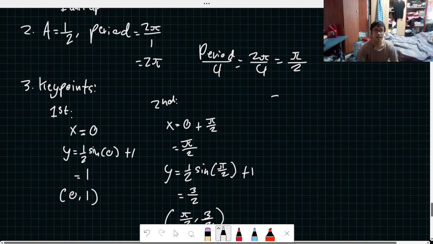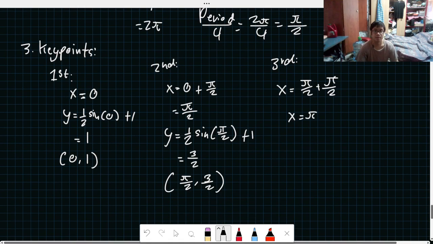That's it. Then for your third key point, add the recent x value, pi all over 2, by pi all over 2. So it's pi all over 2 plus pi all over 2, so you will have x as pi. Then substituting it here, you will get 1 half times sine of pi plus 1. Sine of pi is 0, so 0 times 1 half is 0, plus 1. It's just 1. So you will get (pi, 1).